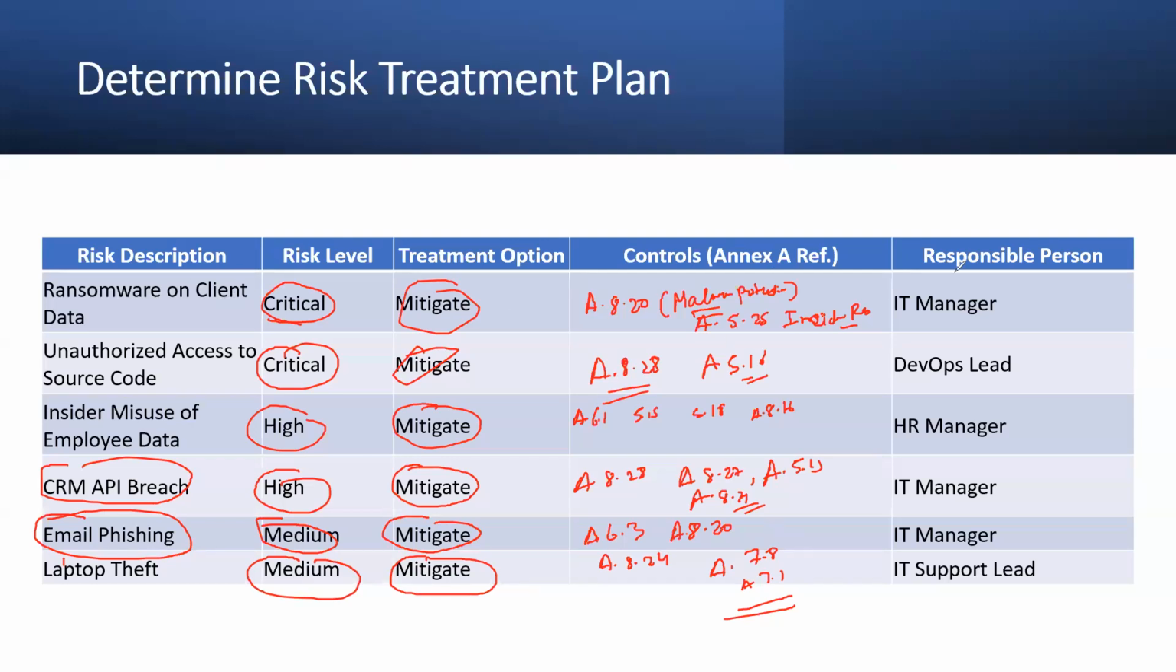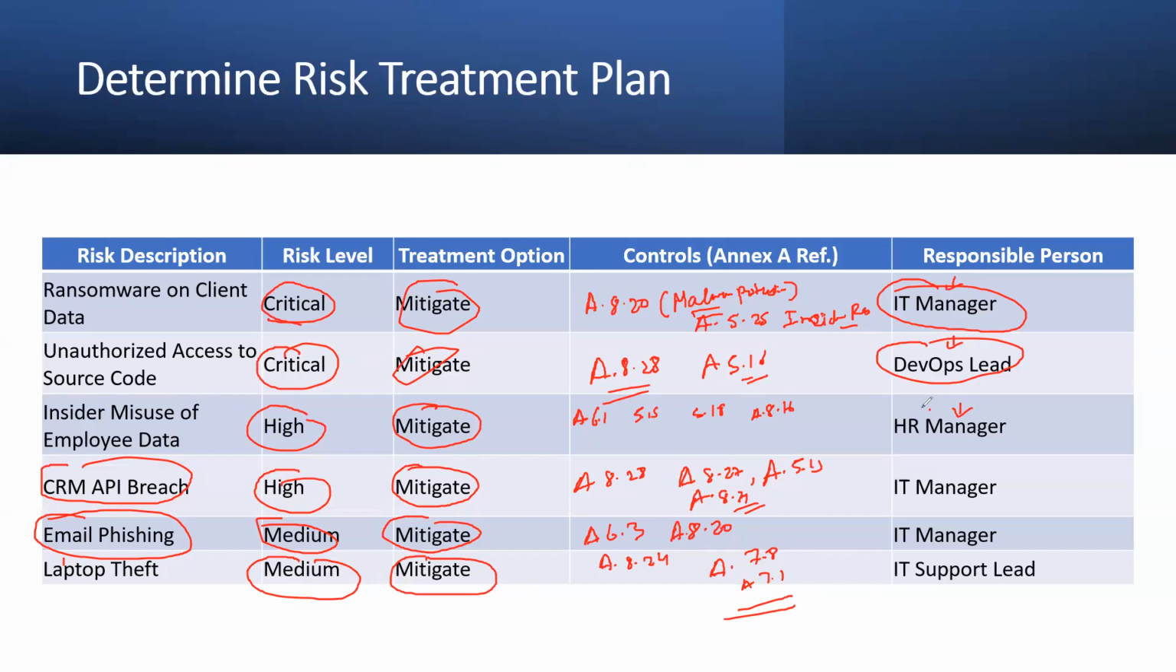And who will be the responsible person? You can list that down as well: who is going to undertake and make sure that this control has been applied in that area. For the ransomware and client data, the control is being suggested, and the responsibility is taken by the IT manager. The DevOps lead is going to make sure that controls 8.28 and 5.16 have been done: secure coding and identity management.